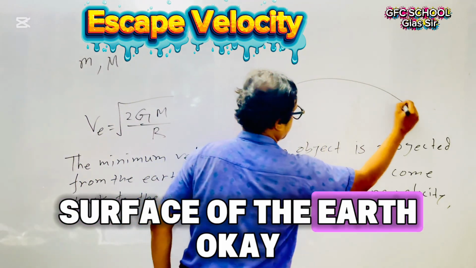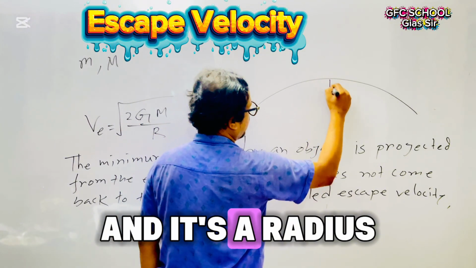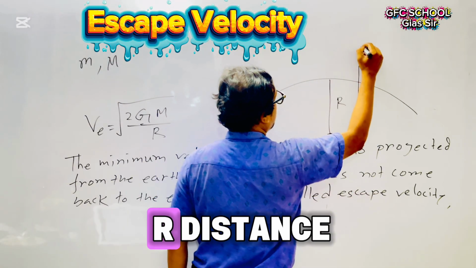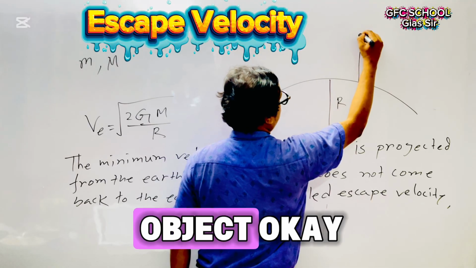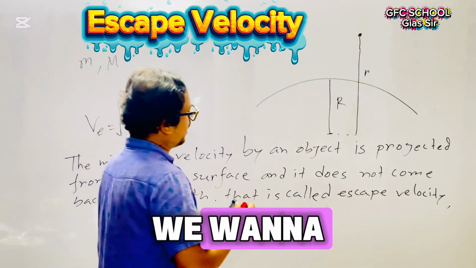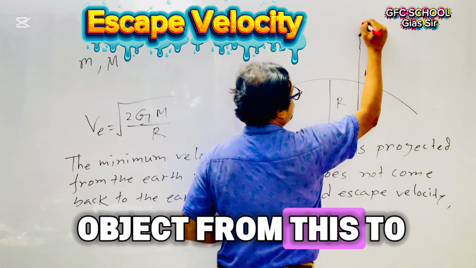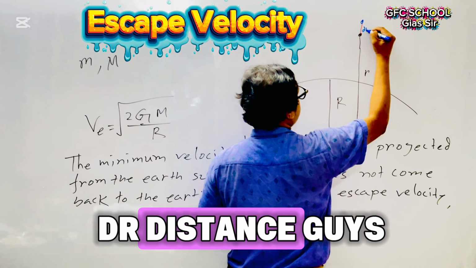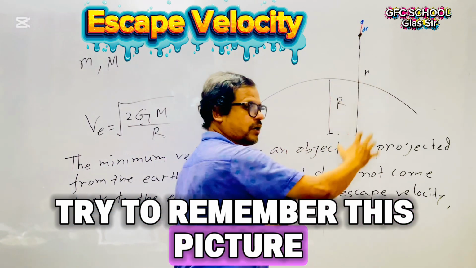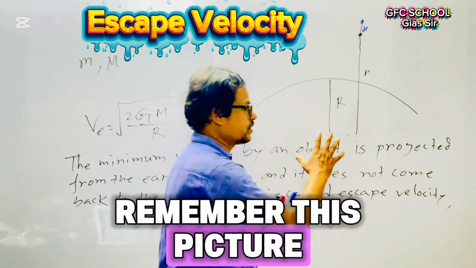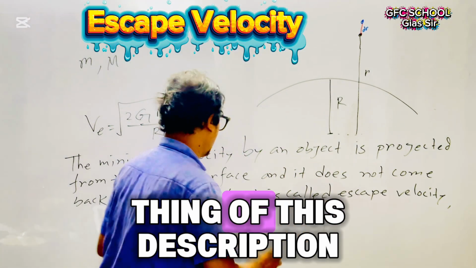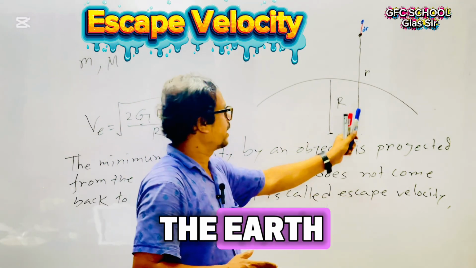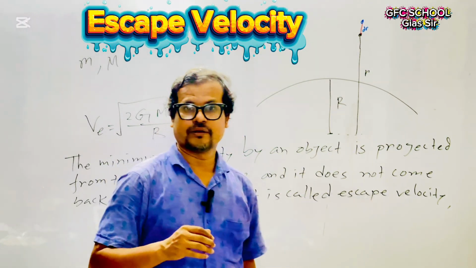Suppose this is the surface of the earth, and this is the radius of the earth. And from the center, at distance r, there is an object. And we want to move this object from this point to this point, a distance dr. Guys, try to remember this picture, and if you can remember this picture, then you understand the main thing of this description. Here r is the distance from the center of the earth at which the object is.